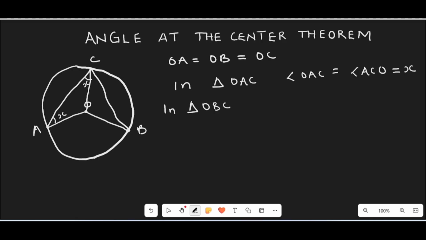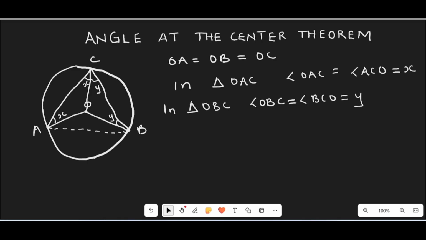In triangle OBC, angle OBC is equal to angle BCO because base angles of an isosceles triangle are equal, and let us equate it to y. So here we have y, here too we have y.